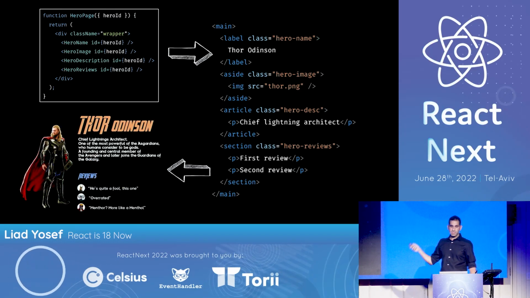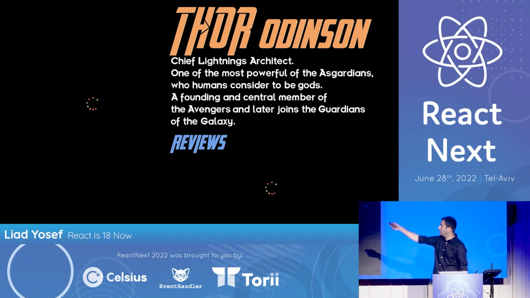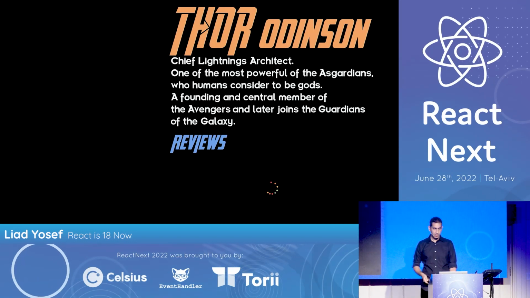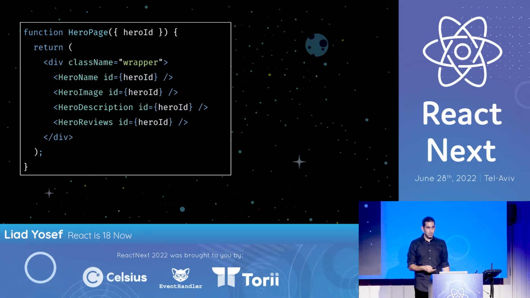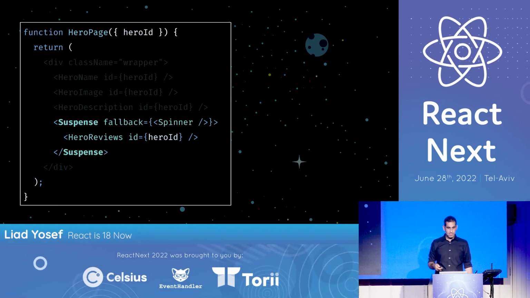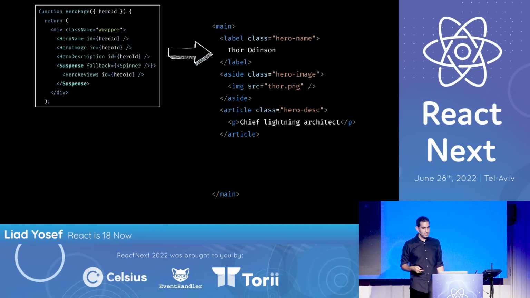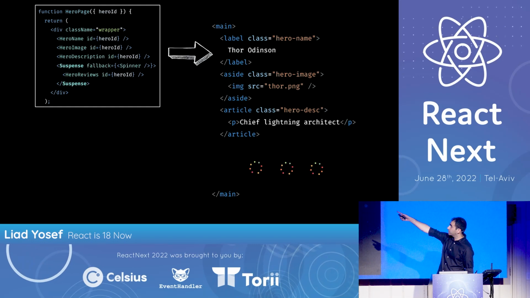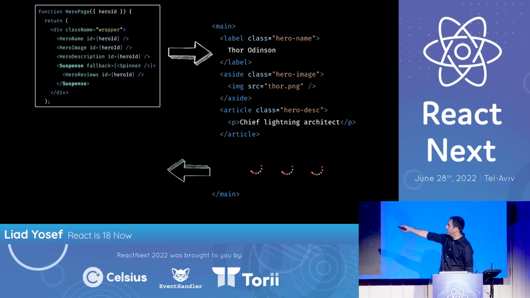But what if you want to use Suspense? What if you want the reviews or the image to be async loaded? Then it's a problem, because if you wrap everything in Suspense and then you try to do SSR, then the server won't know what to do in the Suspense part because it doesn't have the data.